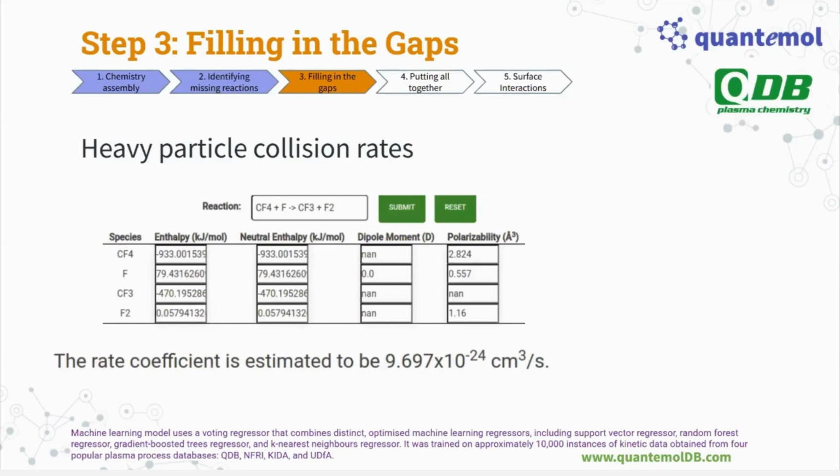Then we move to the domain of heavy particle collisions. So this is where information very often is scarce. Again, we developed a machine learning model, and this is available on the QDB website. Anyone who signs up for free is very welcome to use it. This is for collision of two neutrals producing two products.